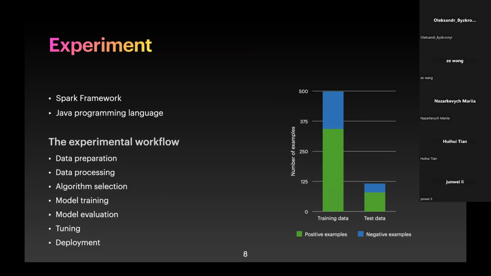The next step is to divide the data into 2 sets, a training data set and a test data set. For our experiment, the data set was divided in the proportion 80-20. In the presented diagram, you can look in detail at the quantitative characteristics of the data sets.